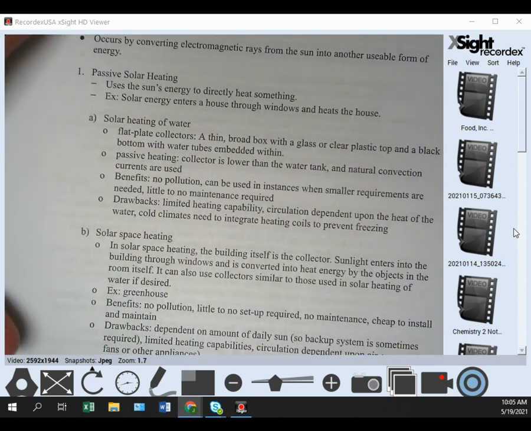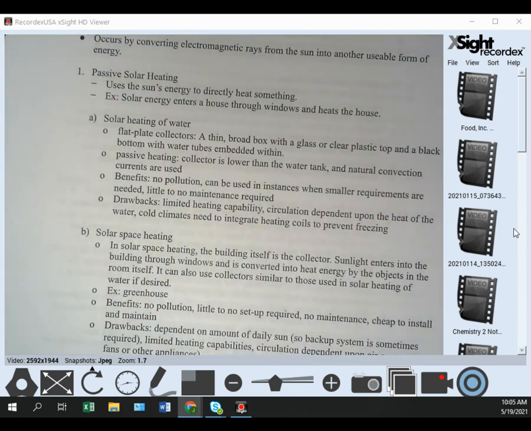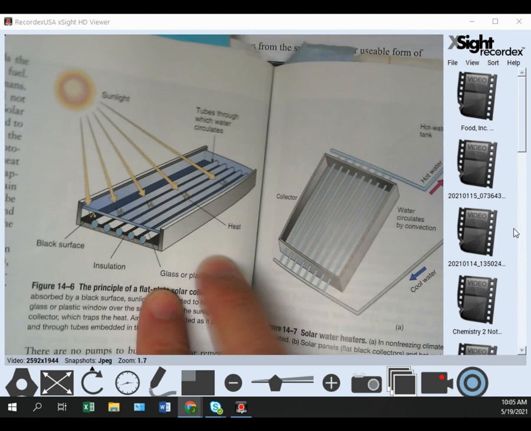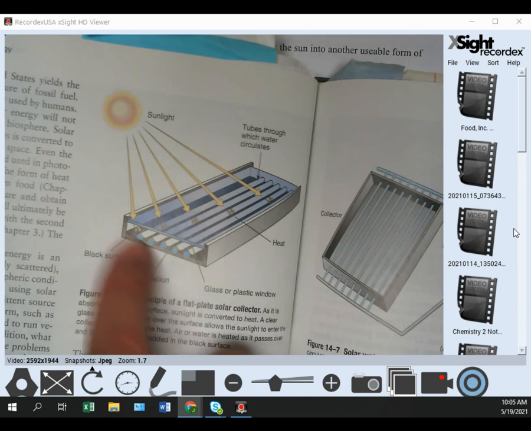It's a thin, broad box with a glass or clear plastic top and a black bottom with water tubes embedded within. I don't remember if they have a picture in your book of this or not. Let me see, I know they had some pictures. Yeah, here's a flat plate solar collector. It's got tubes running through it, and a black surface in here.